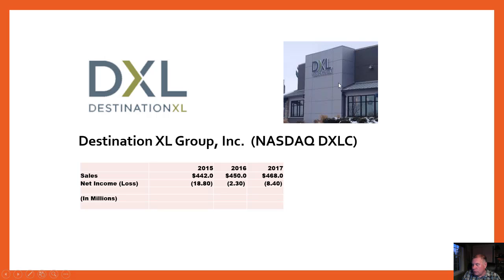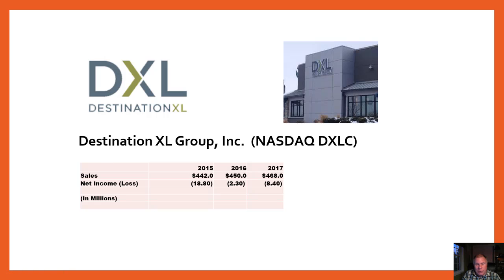There's a picture of what they are. You can see the sales. You can see how it went from 2015 to 2017. And here's the net income. Well, in this case, it's a loss. So this is the first piece of the picture.